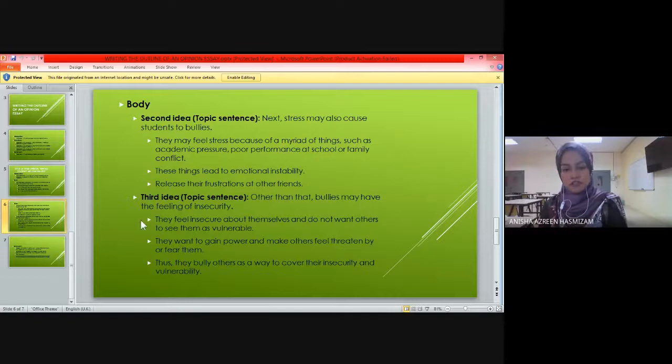Okay, this is basically the same thing, the third topic sentence for your fourth paragraph. Transitional markers as well, other than that. Next, other than that, in addition, moreover, you have learned this in SPM. You already know how to. I'm pretty sure that most of you can write, and it's not so much of a problem. I know you can do it.